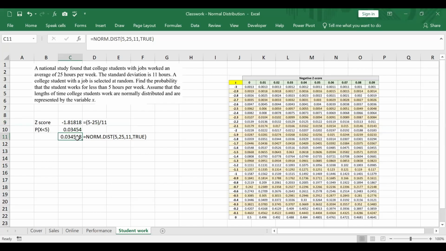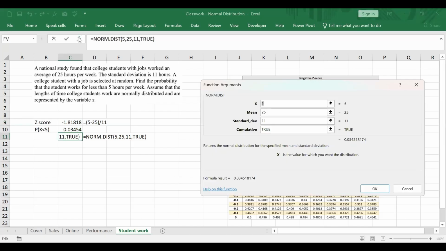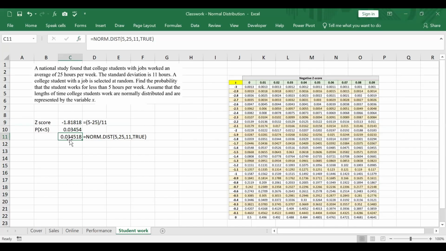And we can do it directly also using NORM.DIST, where x equals 5, mean is 25, standard deviation is 11, and cumulative is true. So this is the exact number because it's calculated by the Excel function: 0.0345. Next digit may be 8. If we do a proper approximation, you'll also get that same number.